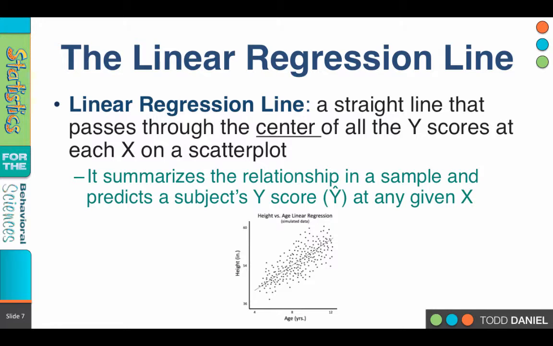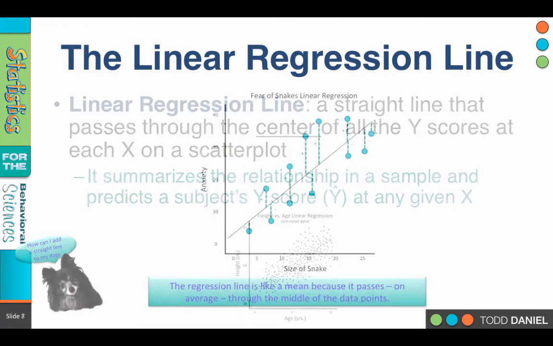And what we're going to find is that once we have that line, we could measure the distance of every data point to that line, and we would find that the distances of the data points above the line would balance out the distances of the data points below the line. In other words, that line is going to work a lot like an average or a mean. The distances above balance out the distances below.